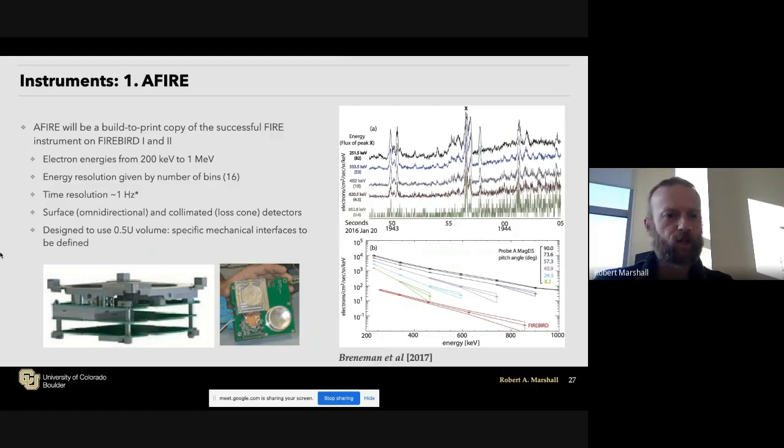The instrument has 2 detectors. There's what they call the surface detector, which has basically a 2 pi steradian field of view, so it's omnidirectional. And then a collimated detector with a narrower field of view focusing on electrons in the loss cone. And this whole instrument is half a U in volume, so 10 by 10 by 5 centimeters, and uses about 1/4 watt of power.